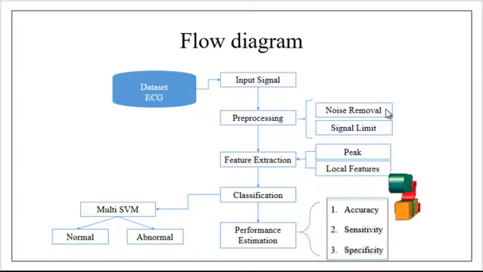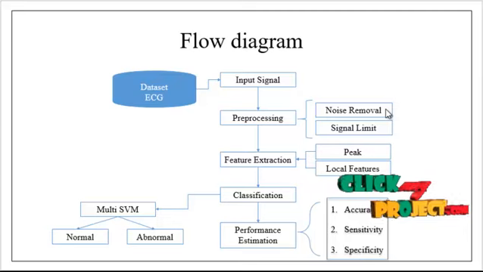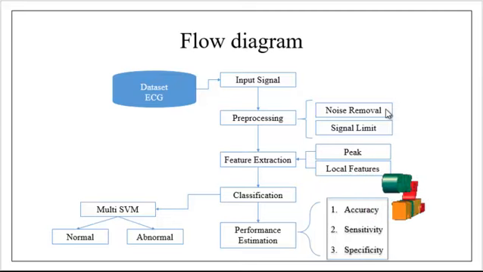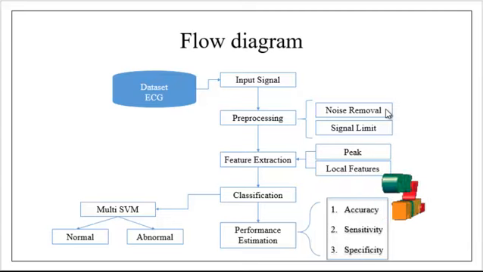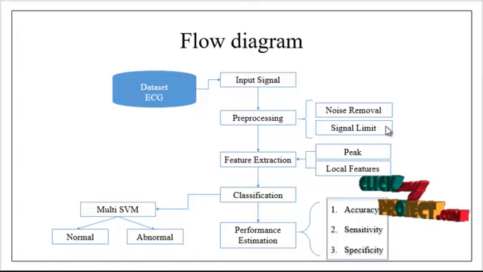In the noise removal, if any noise is present in the signal, the noisy peaks will be excluded by means of the filtering method. After doing the noise removal, that is the filtering, we move to the second stage of the pre-processing, that is the signal limitation. If the length of the signal is high, we are going to limit the length of the signals.